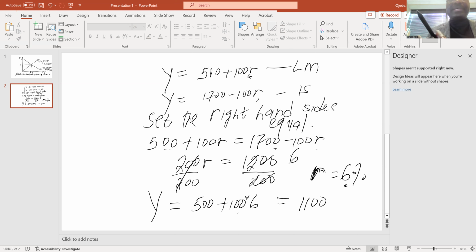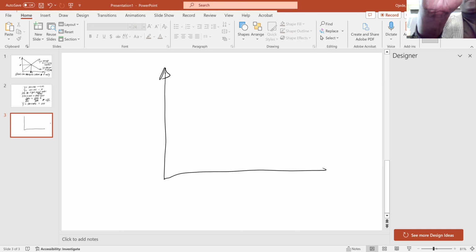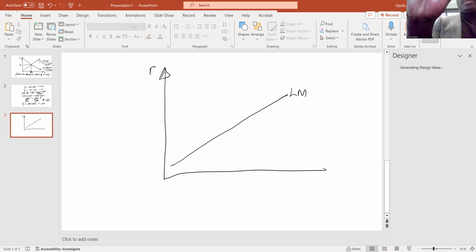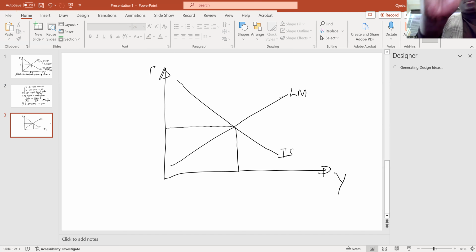Again, we can plot it if you want, but you don't really need to. But if you go back, this is what we have solved for. This is your LM curve. Then this is your IS curve. So we have solved for the short-run equilibrium value of output, which we found to be 1100, and we have solved for the interest rate, which we found to be 6%.